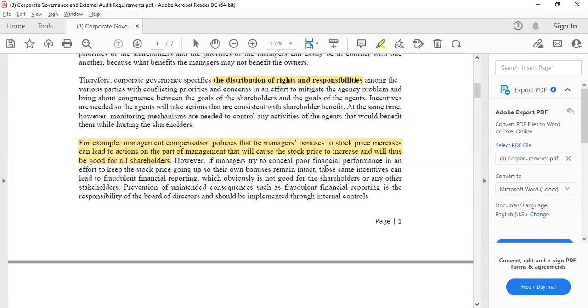So in order for us to mitigate or make sure that no fraudulent financial reporting is being done by our managers and agents, we can implement internal controls, for example, through our software applications that we install wherein the transactions are being encoded. So we build and put in internal controls that would prevent this from happening.